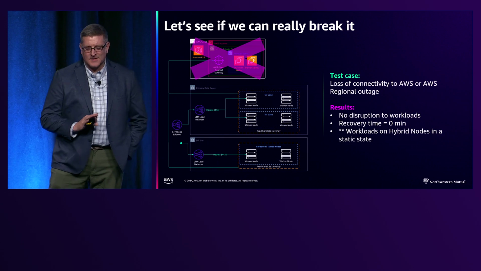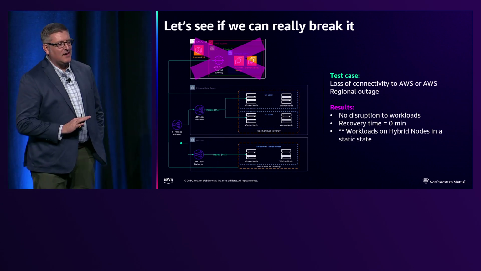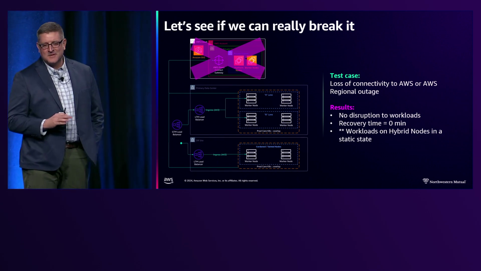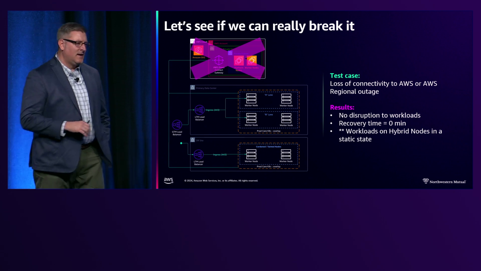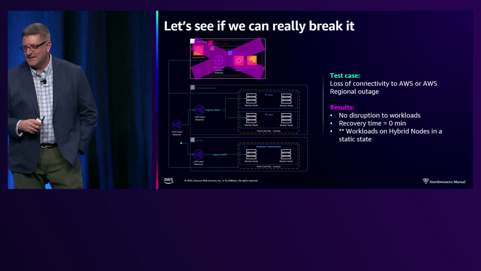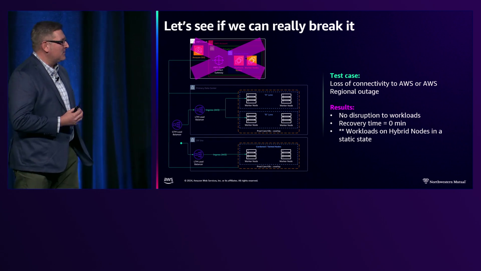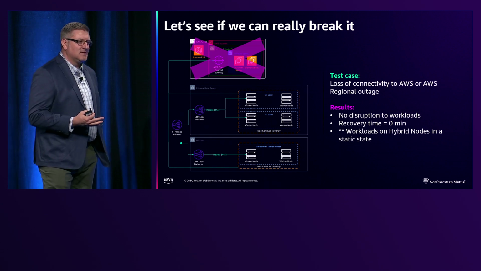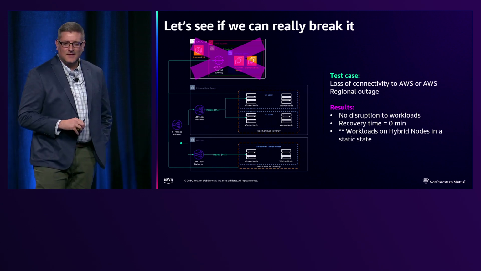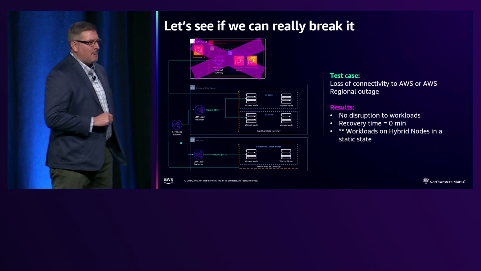Let's see if we can really break this now. So let's see if we can cut off the EKS control plane. Maybe there's an internet issue, a networking issue. AWS regions never have issues, right, Chris? And this worked flawlessly. No disruption to our workloads at all, as long as they were completely contained on premise. We had zero downtime.